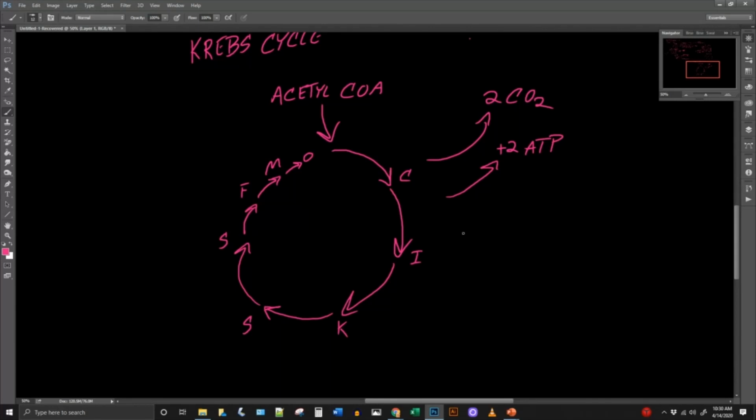But you also are going to get 3 NADH per acetyl-CoA, and an FADH2 for every acetyl-CoA.